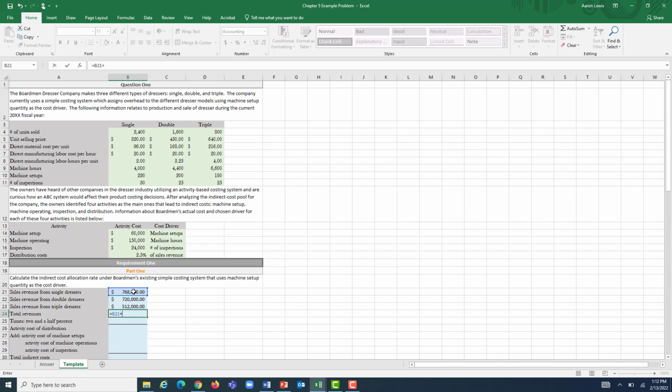768 from the single dresser, 720 from the double dresser, and 512 from the triple dresser. All added together means they're going to generate a total of $2 million of sales revenue if they hit their marks for the number of units sold and the selling price they get for each unit.